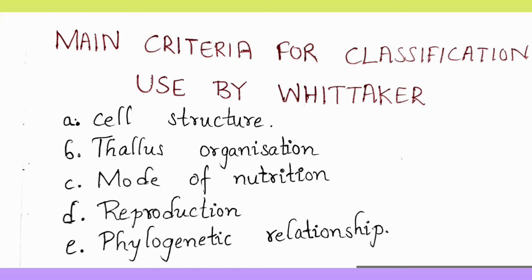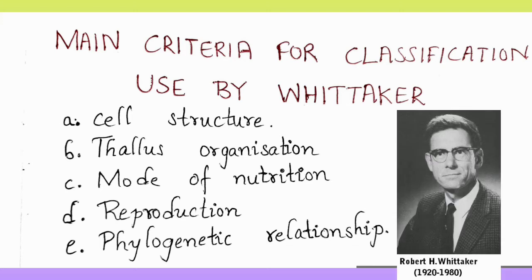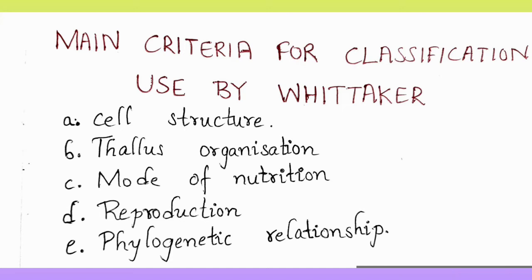Next, the main criteria for classification used by Whittaker. Nowadays we consider the five kingdom classification done by Whittaker. Whittaker included cell structure, thallus organization, mode of nutrition, reproduction and phylogenetic relationship. What does phylogenetic relationship mean? The evolutionary trait. These are the characters included by Whittaker, and sometimes they will ask a question on this. For the main criteria of classification used by Whittaker, you just find the correct answer: either cell structure, mode of nutrition, reproduction, thallus organization or phylogenetic relationship. Any one you can select if it is the correct answer.